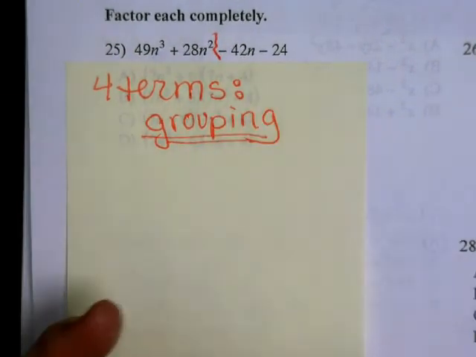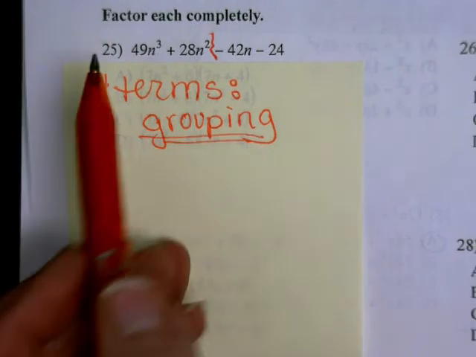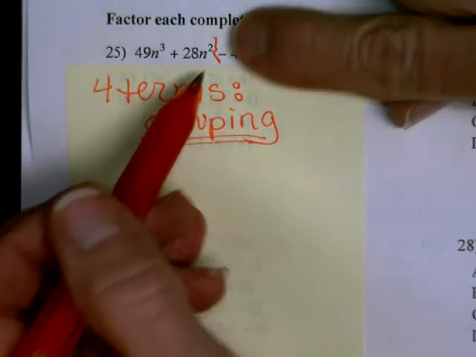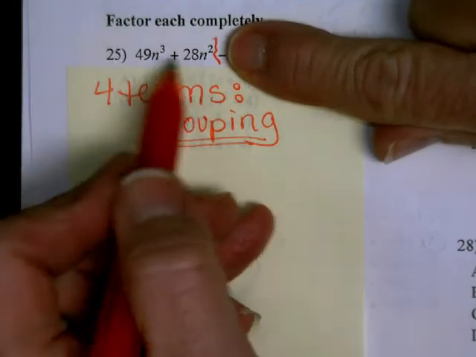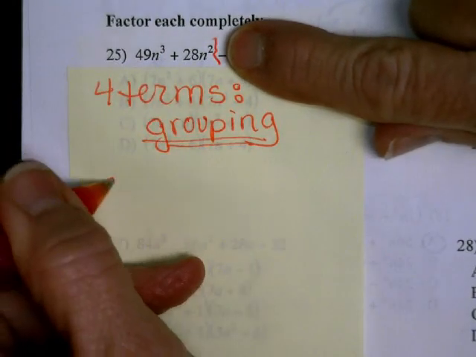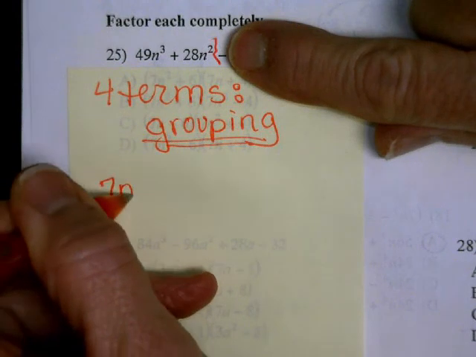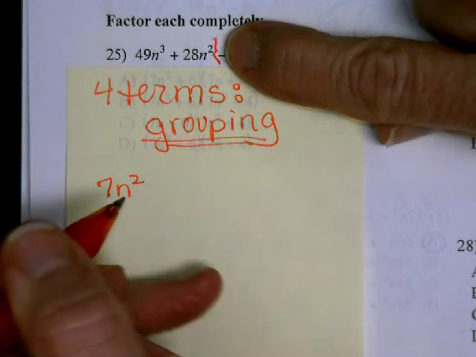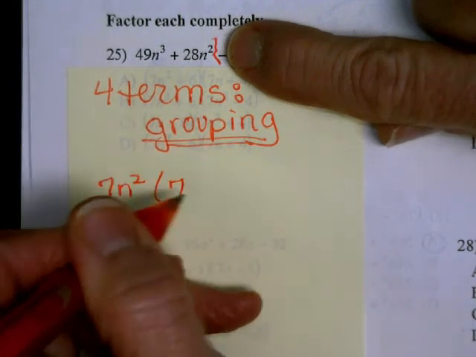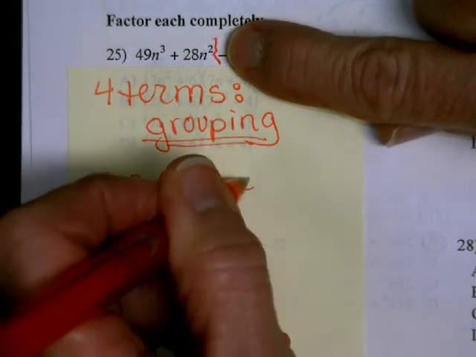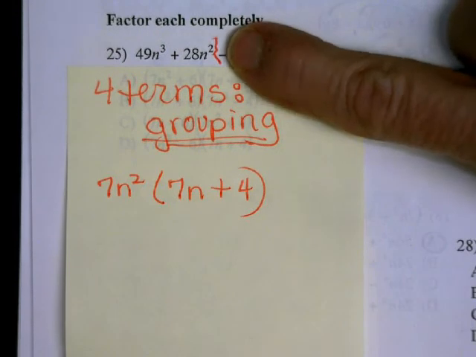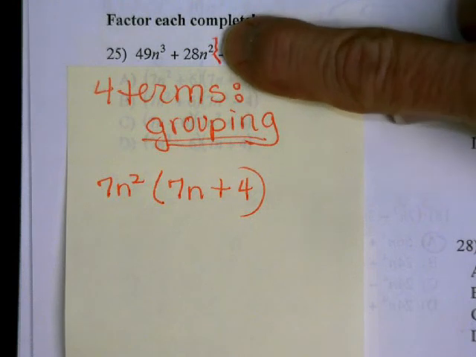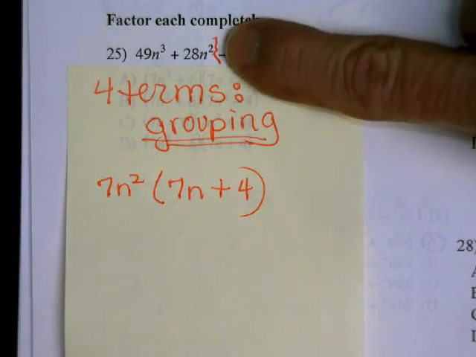So if we look for if they have anything in common, these 3 have an N, but this one doesn't, so that's not in common. These 3 have a 7, but this one doesn't, so that's not in common. So all we have left is to take out a greatest common factor from these 2. You see 49 and 28 have a 7 and an N squared, because you want the smaller of the 2 powers, and that'll leave you a 7N plus 4.